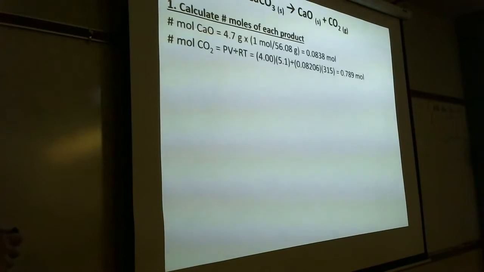For the calcium oxide, we're just converting grams to moles, right? Because we know its mass in grams. So that's just converting to moles using molar mass. To get the number of moles of CO2, n is equal to PV over RT, ideal gas law. Right, so P and V divided by RT, 0.789. This is a limiting reagent problem because we know number of moles for both of these.